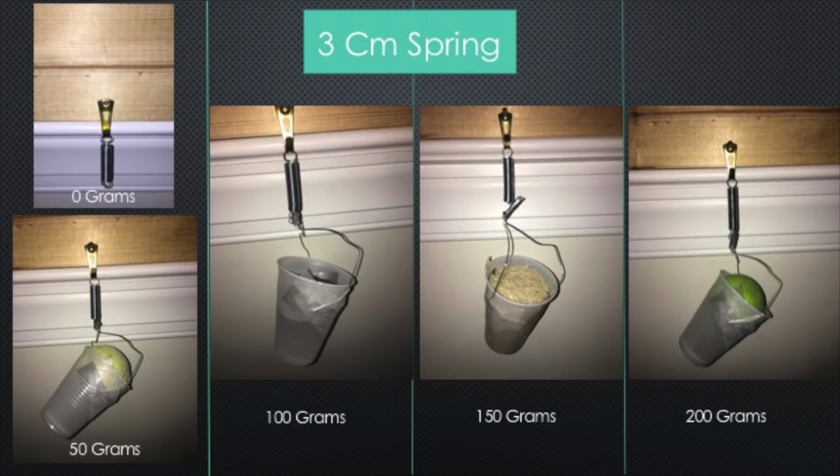My first spring was 3 centimeters long and had a spring constant of 0.41 centimeters. The spring constant represents how stiff a spring is. As the mass of each object increased, the change in length of the spring increased too, but there's only a slight difference due to the lack of elasticity the spring has.